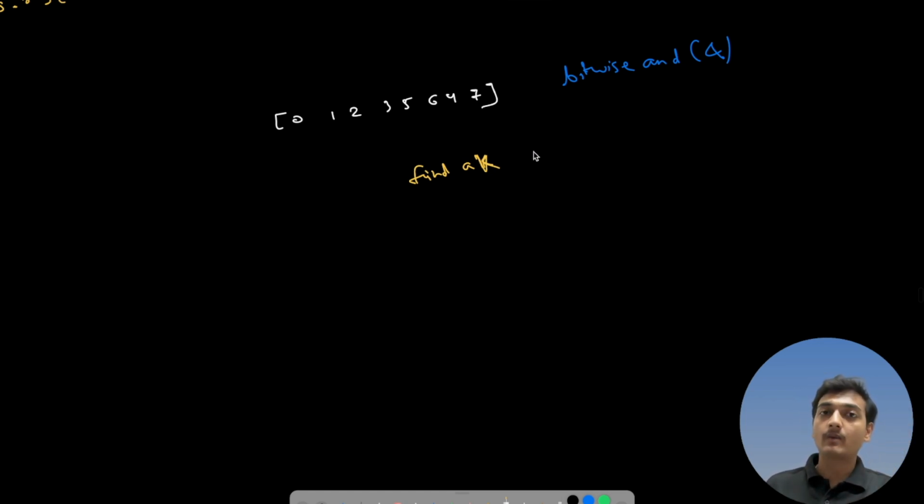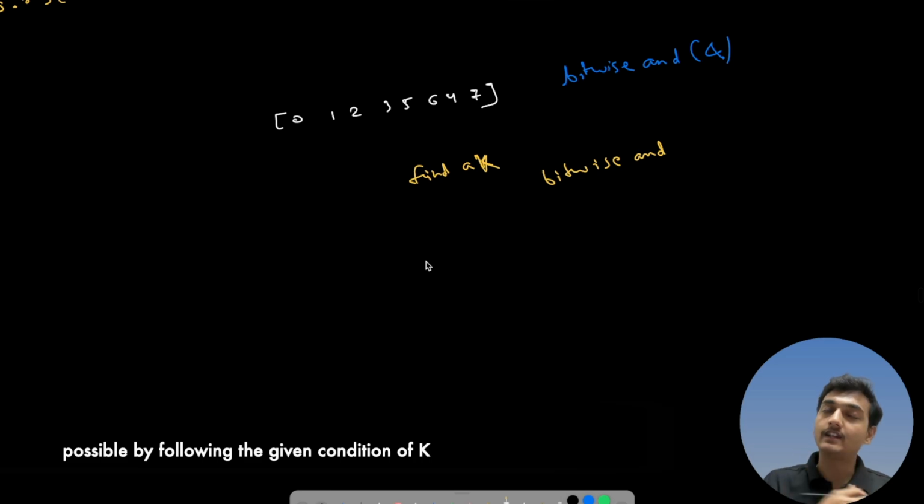And how would I be finding the k? By bitwise OR. Okay, bitwise AND, sorry, bitwise AND. Bitwise AND would help me find the k, and I need to maximize this k. Now, let me first determine whether it's actually possible or not to sort any array.